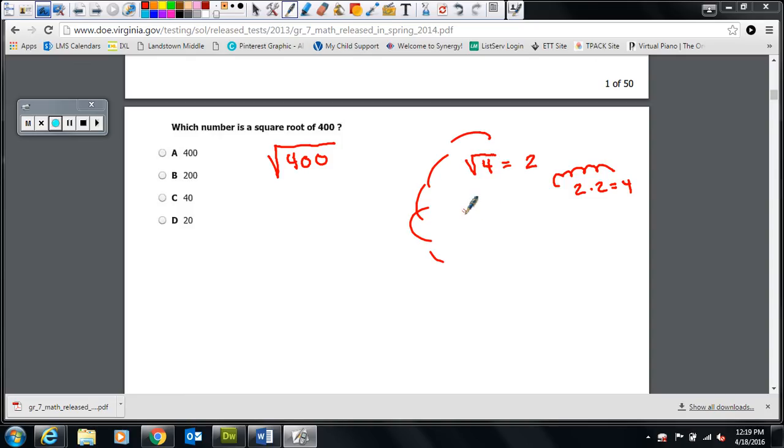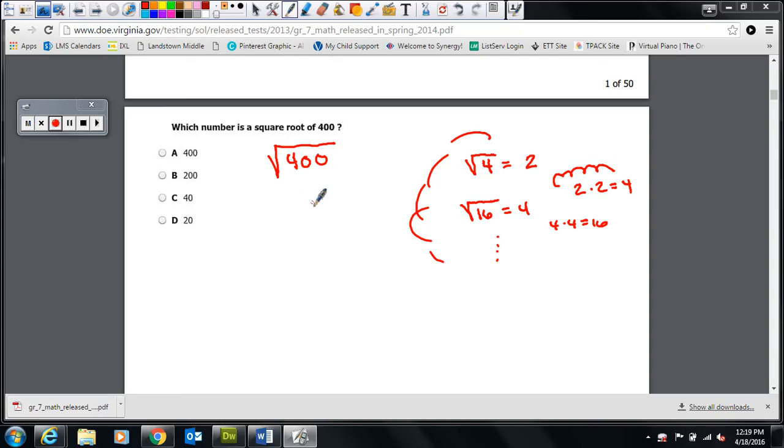Let's look at a different one. How about the square root of 16? Well, most of you'd probably be able to tell me the square root of 16 is 4, because 4 times 4 equals 16. So 16 is a perfect square. So that would continue on and on all the way to the square root of 400.